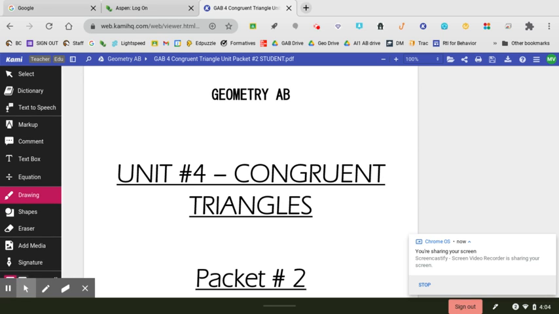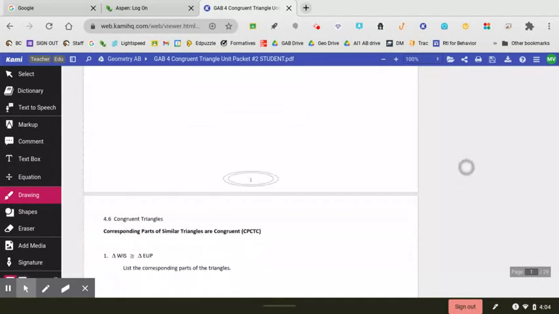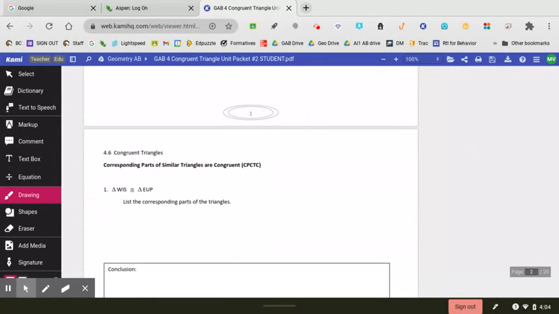Hello, everyone. This is day one of part two of our Unit 4 triangles, congruent triangles unit. So today we are going to talk about something that's very useful and very important, and that is corresponding parts of congruent triangles. Please correct your packet, that should say congruent, and that's CPCTC.